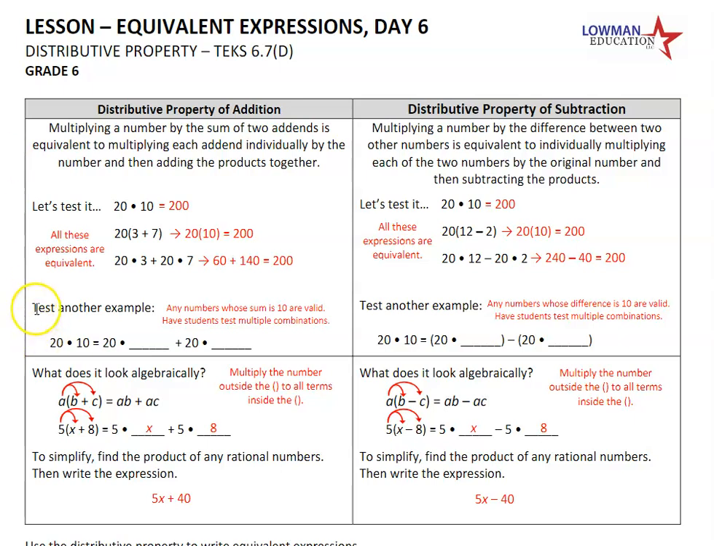So for example, if you have 20 times 10, you have been taught that it's going to give you a product of 200. Let's redistribute the 20. We're going to do 20 times 3. Or I'm sorry, let's add.